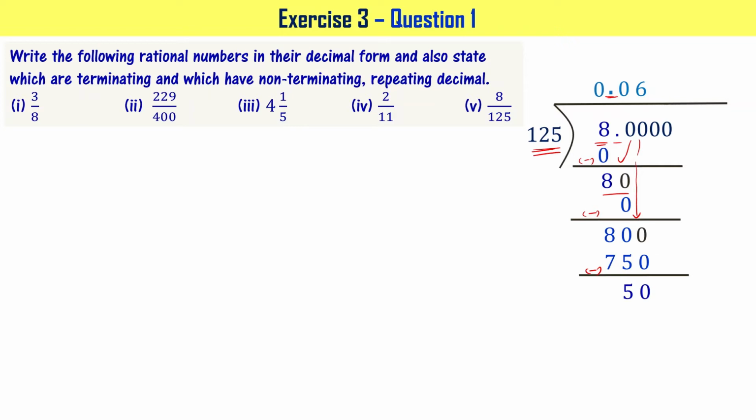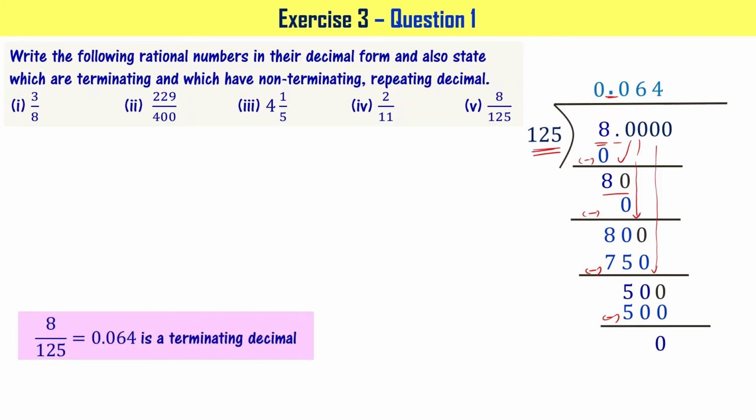Now let me bring another 0 down. So 50 becomes 500 and 4 times 125 is 500. When you subtract that from 500, what you have is 0 as the remainder. Since 0 is the remainder, you say that it is a terminating decimal, right? Let's write that. 8 by 125 equal to 0.064 is a terminating decimal. Got it?